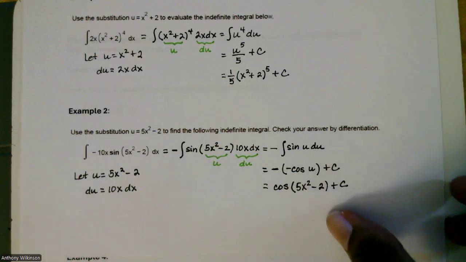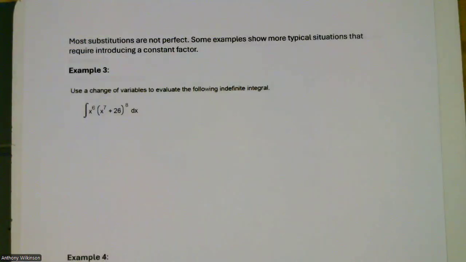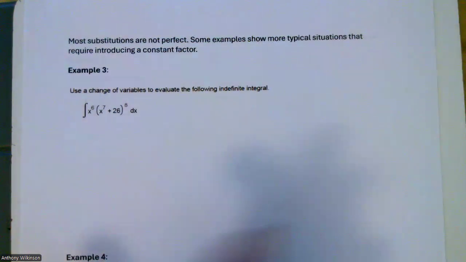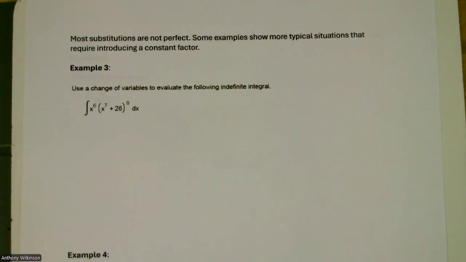Now, next we'll look at some more integrals. Now, these are the ones that are not going to be what we call perfect substitutions here, because the first 2 examples were perfect substitutions. Here, there's some that may not be perfect. Okay. So some of these examples show more typical situations that require introducing a constant factor. Like in example 3, let's say we have the integral of x to the 6 times the quantity x to the 7 plus 26 raised to the 8th dx.